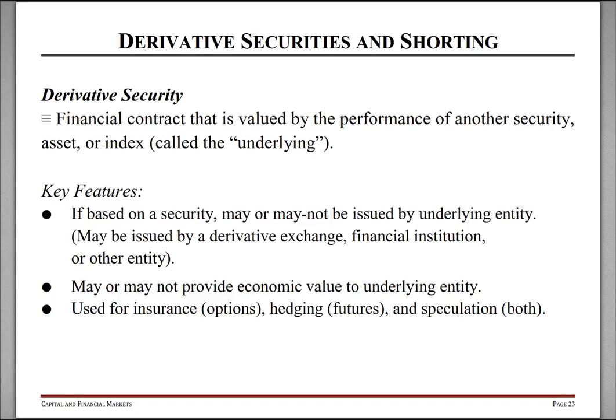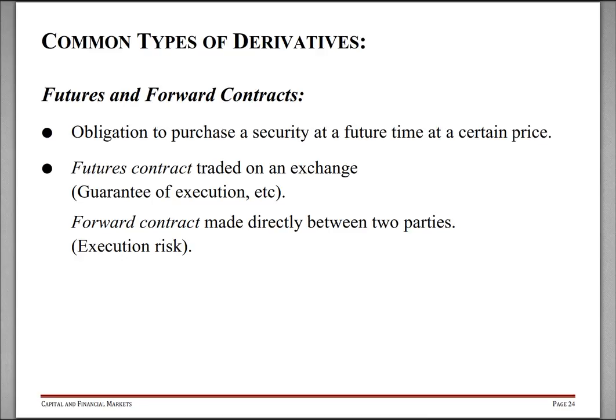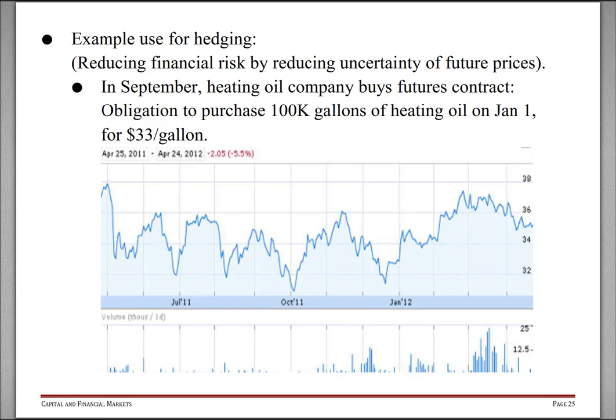Derivatives in general may or may not provide an economic value to the underlying entity. If you went into the business of issuing and trading your own proprietary options on Microsoft, that would really have nothing to do with Microsoft's cash inflows, outflows, or microeconomics. Derivatives are used for insurance, hedging, and speculation. Common types of derivatives are futures and forward contracts. These are obligations to purchase a security at a future time at a certain price. A futures contract is traded on an exchange, and a forward contract is made directly between two parties.